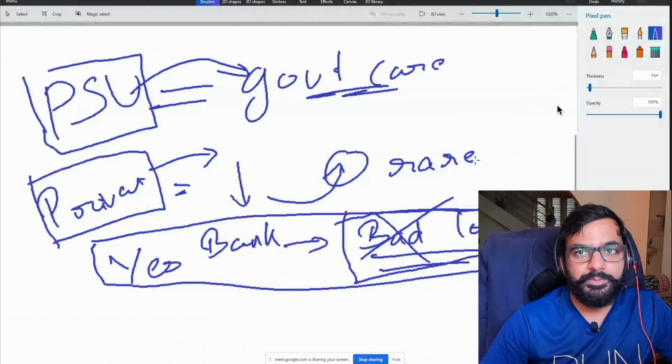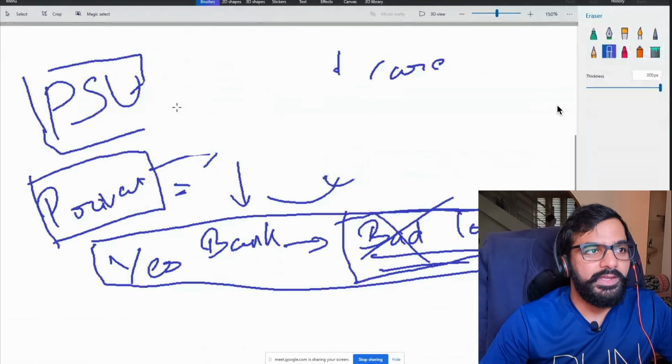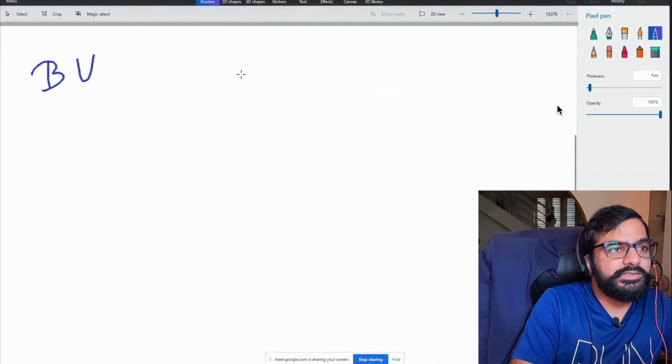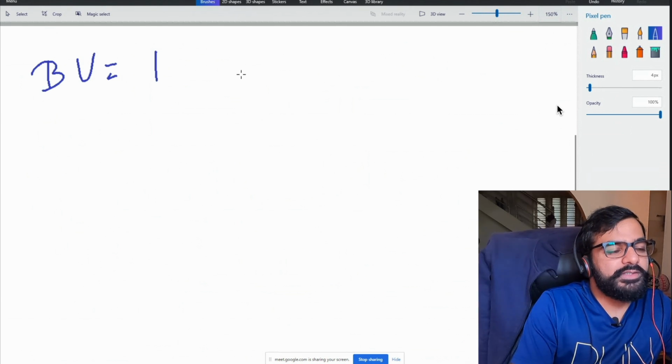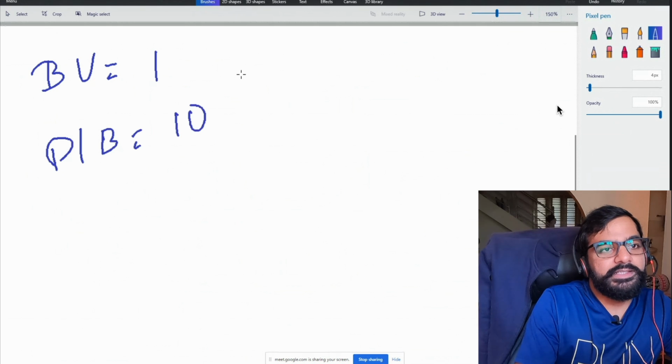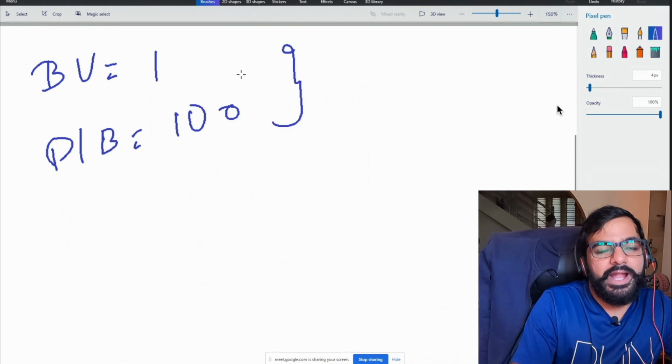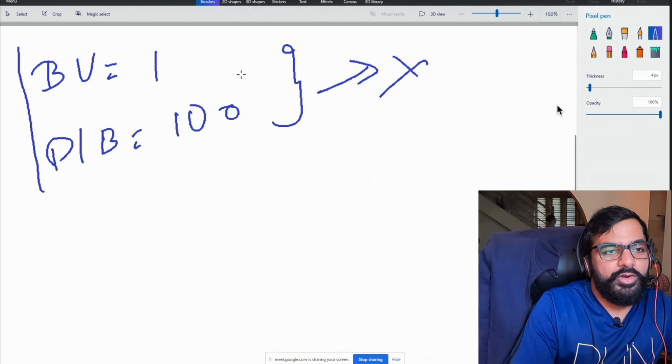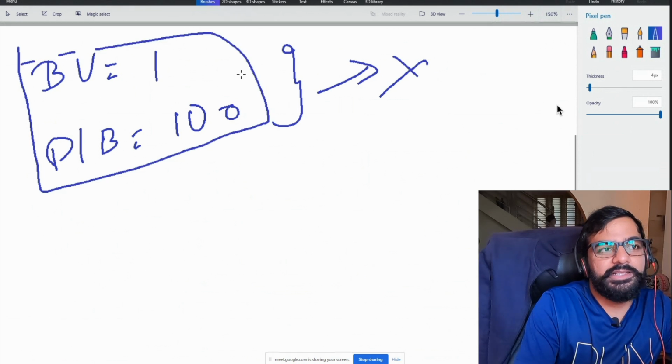But this is what I wanted you guys to understand. If there is a P/B ratio that shows the book value is low, say 1, and the P/B ratio shows that it's 100, this does not mean that the company is bad, because maybe we are selecting the wrong industry and maybe we are not understanding the business which they are doing.